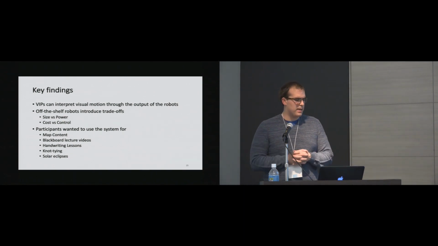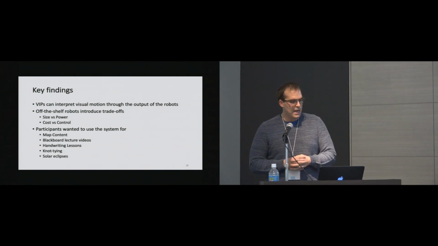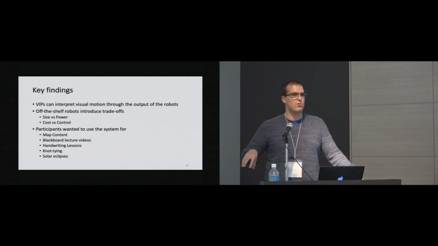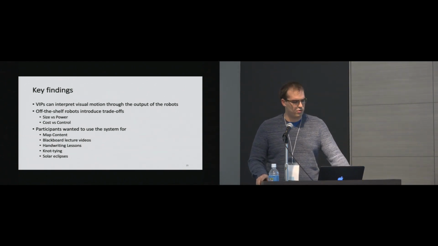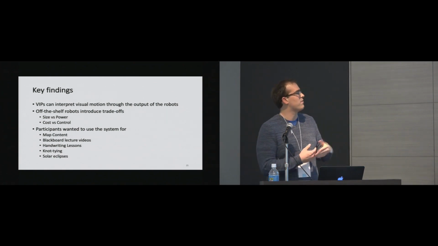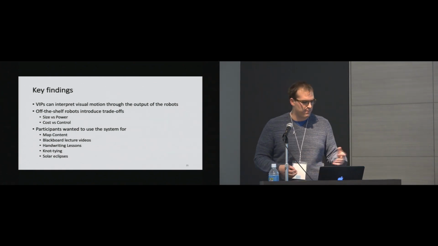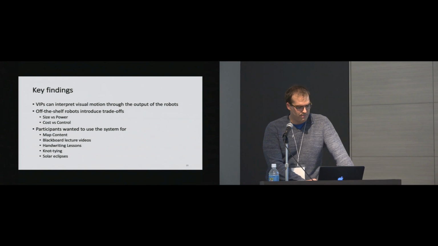So just to sum up, our key findings are that people with vision impairments can interpret visual motion via the output of robots, and off-the-shelf robots can introduce some trade-offs: size versus power and cost versus control. Participants also came up with a whole bunch of ideas and things that they wanted to use this type of setup for, including map content, blackboard lecture videos, handwritten lessons, and knot tying.